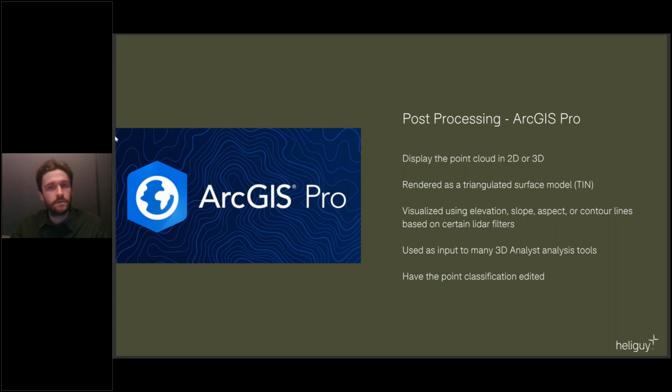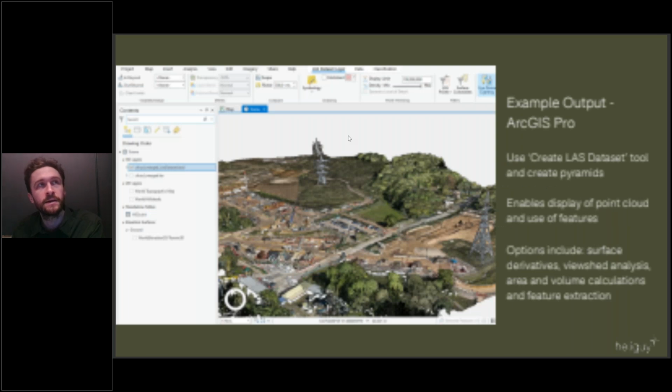So here's an example in ArcGIS Pro. There's a couple of things that you need to do when you're importing data into ArcGIS. One of those is to convert it to a LAS data set. Now there's a tool for this, but it's very simple. It's just converting the .las file into a format that ArcGIS handles a little bit better, and it just enables the display of more points there.